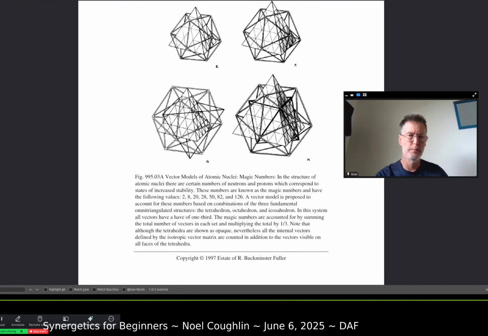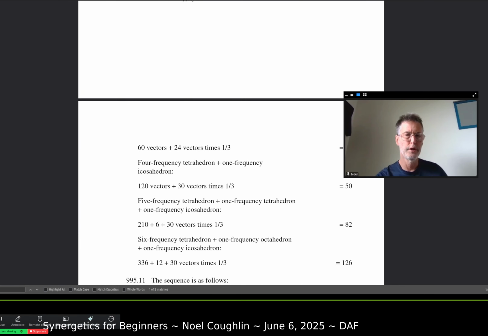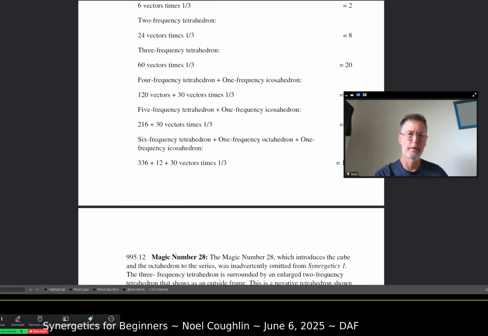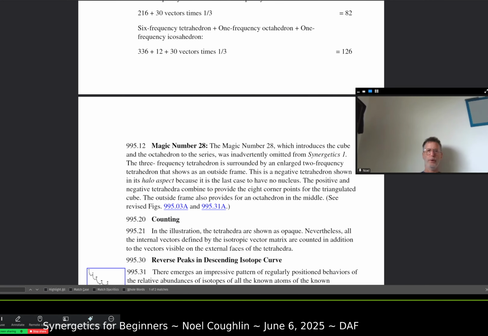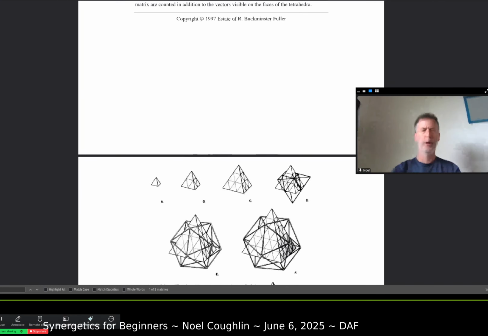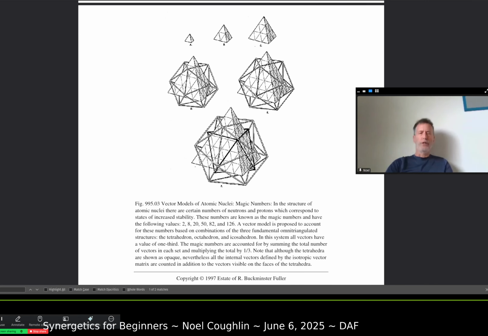So basically, Arthur's showing me that what Bucky's doing is he's creating closest packed spheres and showing identifications to the atomic. So you have 2, 8, 20, and they show the total number of vectors in these vector models, which are identical to the most stable atomic elements. So the magic numbers associated with the stable atomic elements.